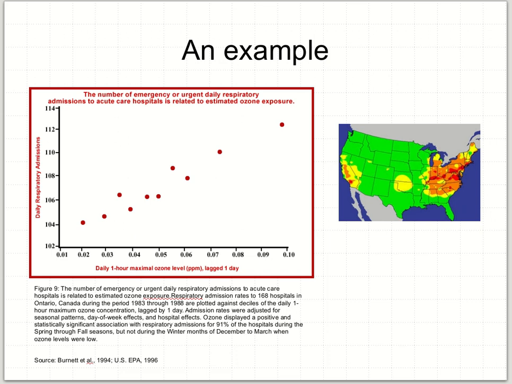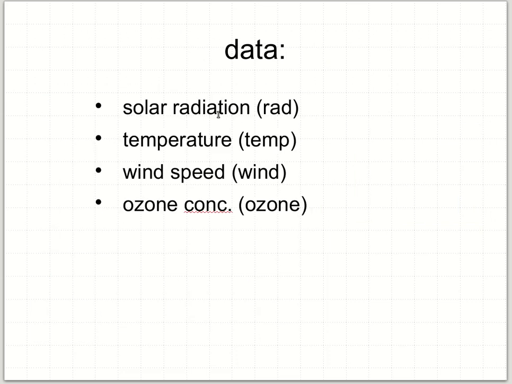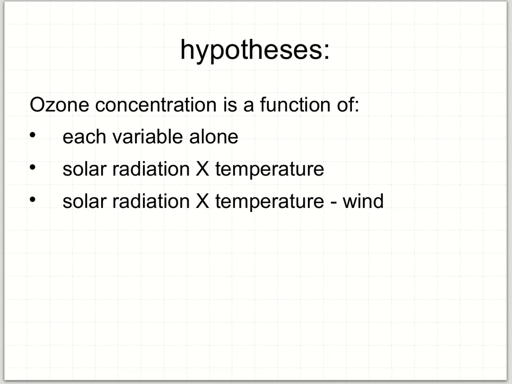Okay, so the data set includes these variables. We have solar radiation, temperature, and wind speed as predictors of ozone concentrations. Now, we can hypothesize that ozone concentration can be a function of each variable alone. Just individually, they might contribute enough and be able to explain ozone concentrations sufficiently. Or we might have an interaction between solar radiation and temperature, because solar radiation is the oxidizing agent. We have photooxidation of VOCs and nitrous oxides contributing to ozone, and you expect higher rates of that chemical reaction at higher temperatures.